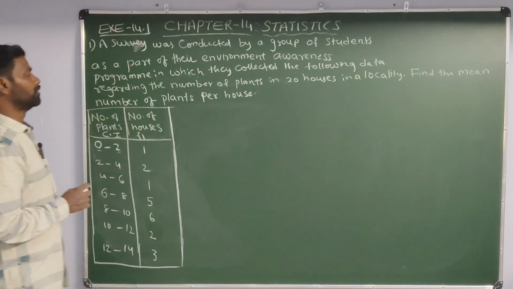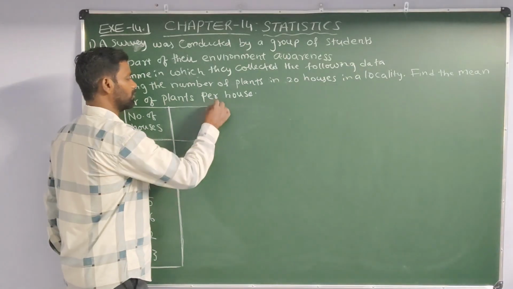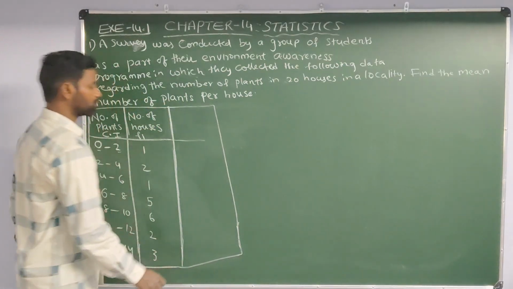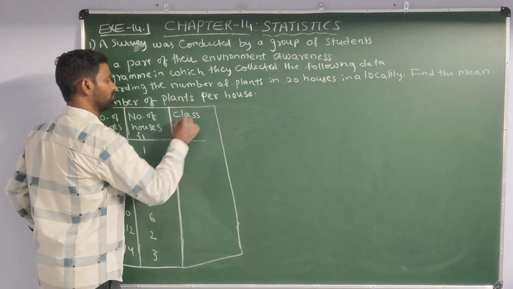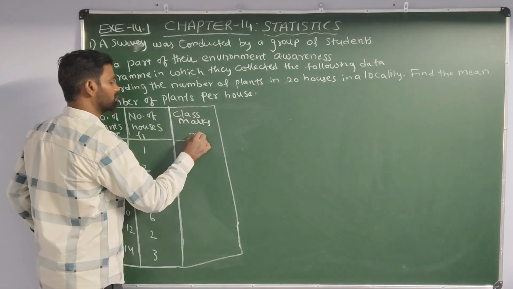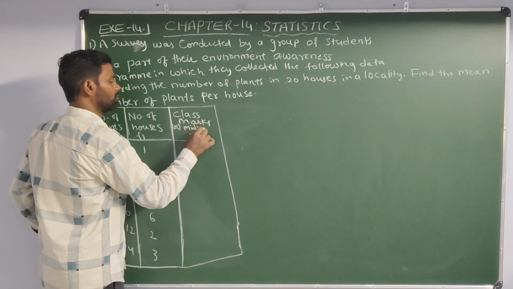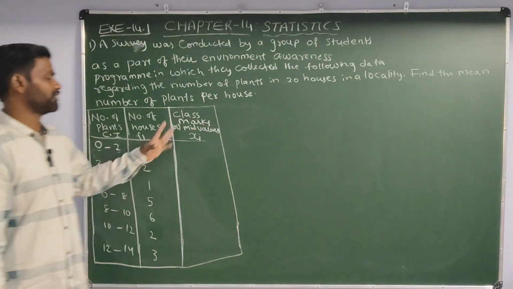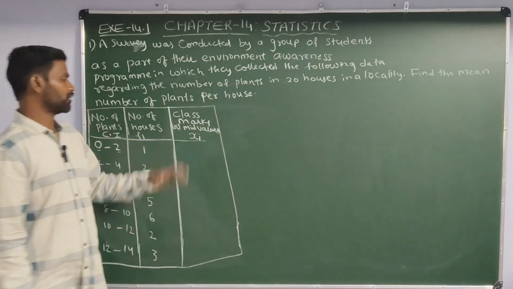Okay. Now here we have to use the direct method. So for finding mean, let us draw one more column and write here class marks. We may call that class marks or mid values. Two names we have: class marks or mid values, and it is represented by xi. So we denote it with xi.